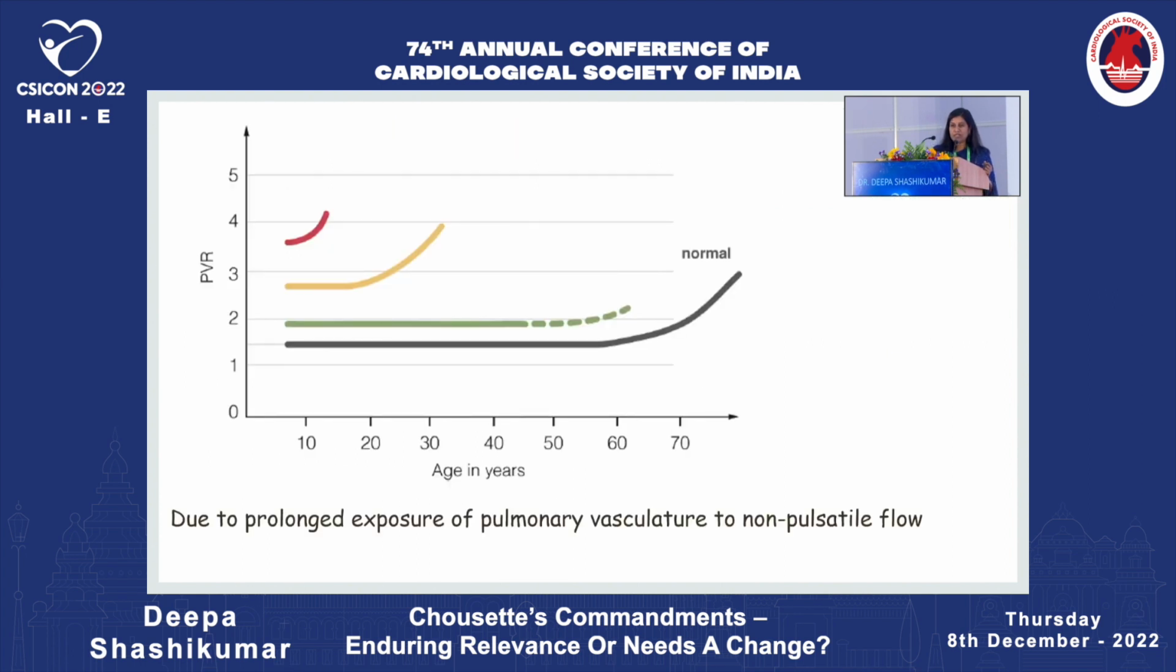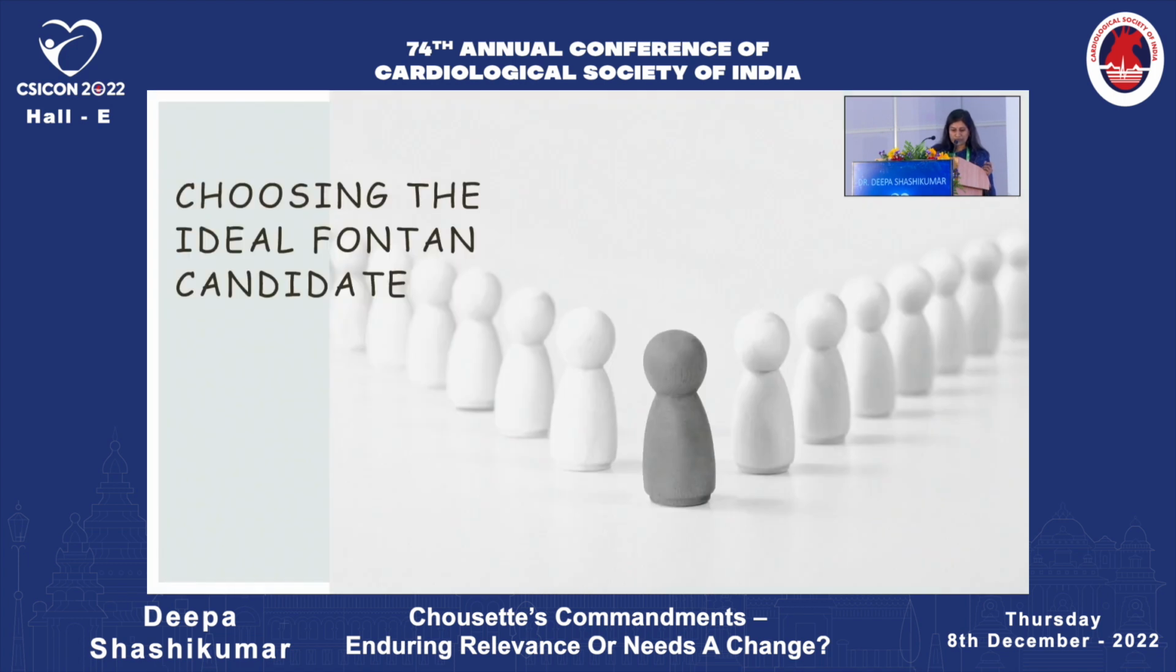So why does this PVR keep on rising? Even in a normal individual, as they go into the 6th, 7th, 8th decade, the PVR slowly rises. But it does so much earlier in a Fontan, and it has a much more deleterious effect in a Fontan. This elevation in PVR has been proposed to be due to the prolonged exposure of the pulmonary vasculature to a non-pulsatile continuous flow.